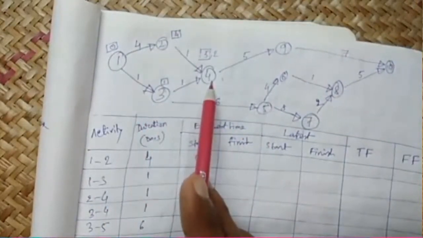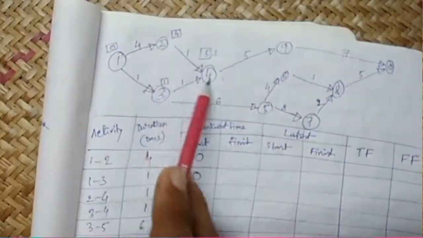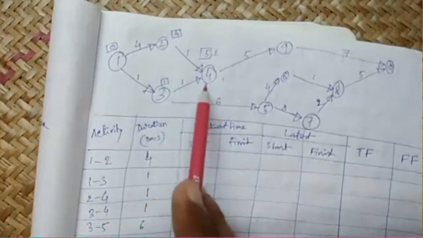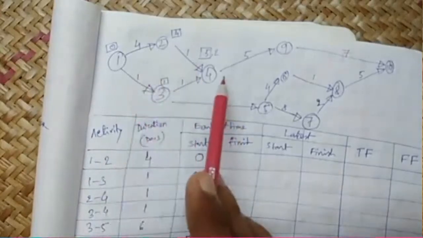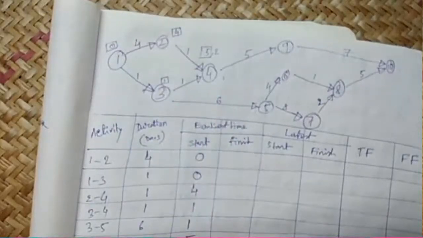4 9 has four predecessors: 1 2, 2 4, 1 3, 3 4. These all need to be completed. Remember the network rule: all preceding activities must be completed before the earliest start of the succeeding activity. Can you remember? Yes, sir.